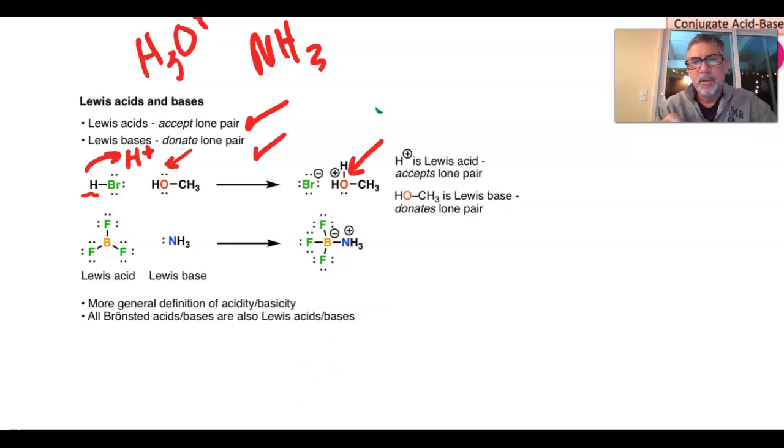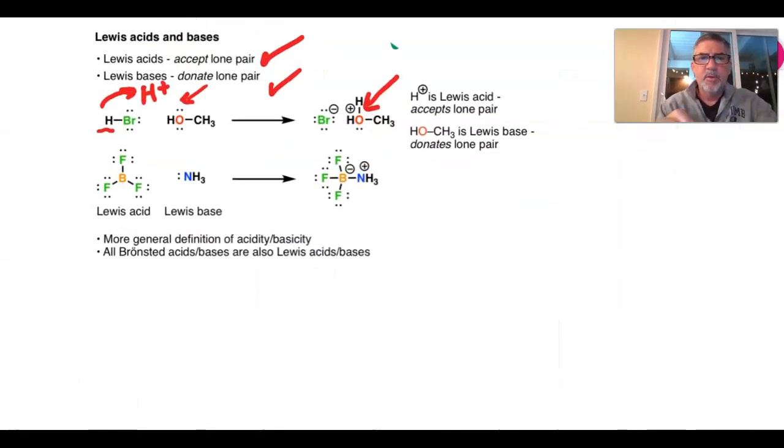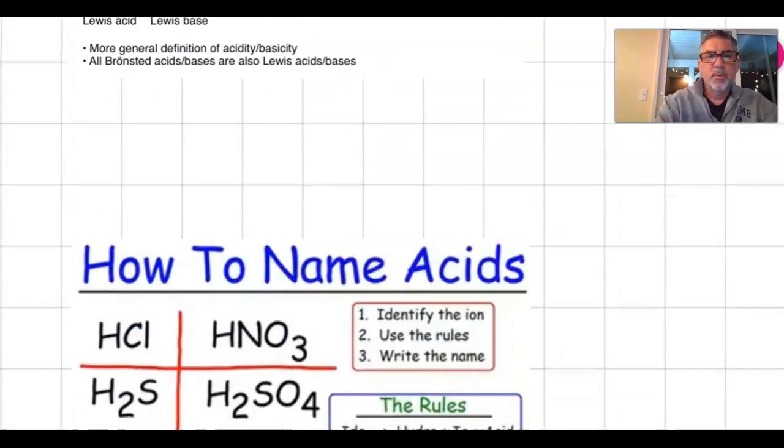There you go. So my extra electrons were able to bind with that hydrogen ion, and that's what makes it a Lewis base. Okay, so you don't need to worry too much more about that.